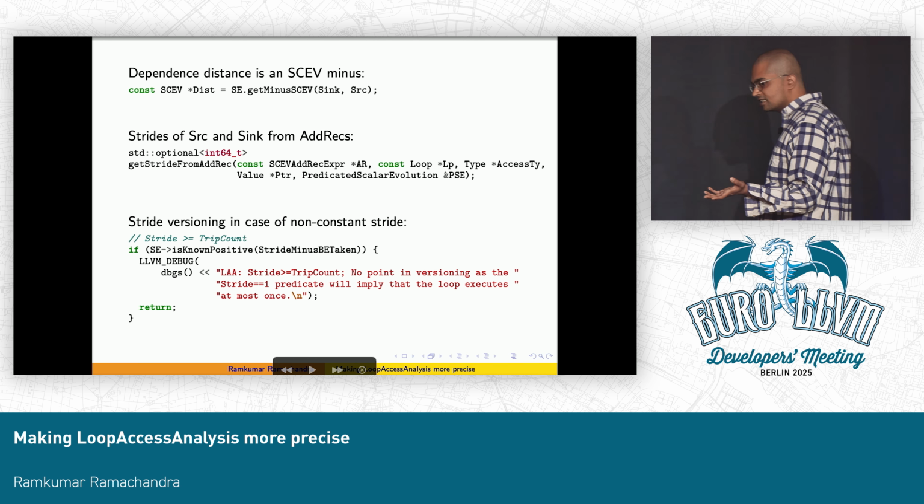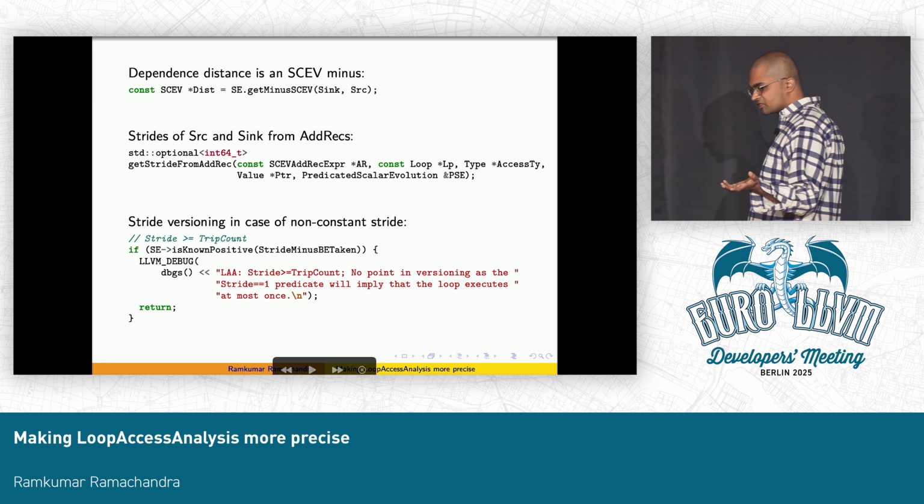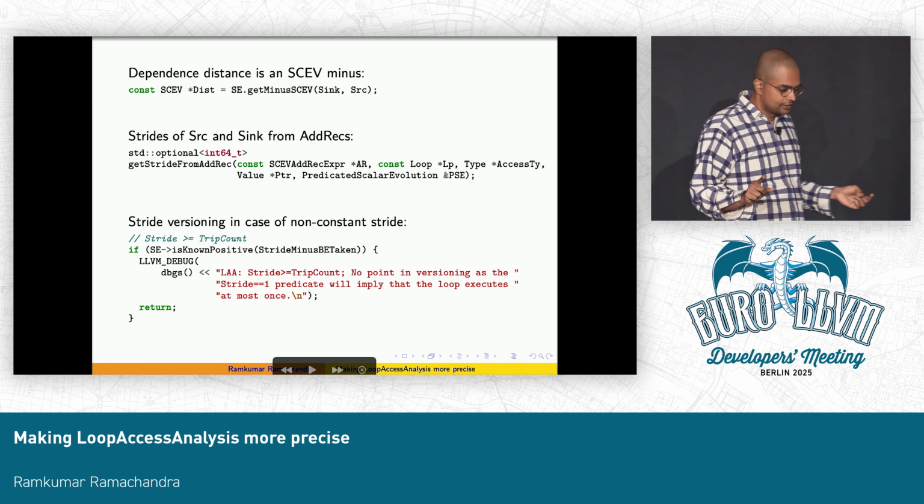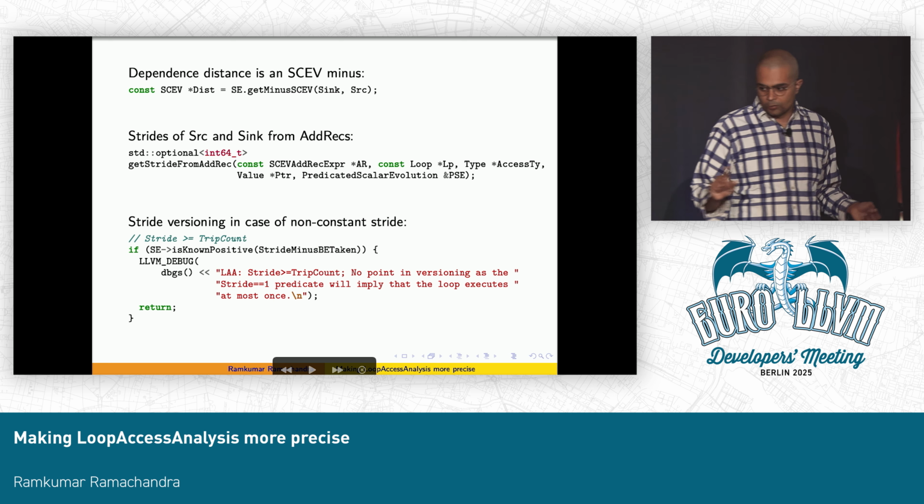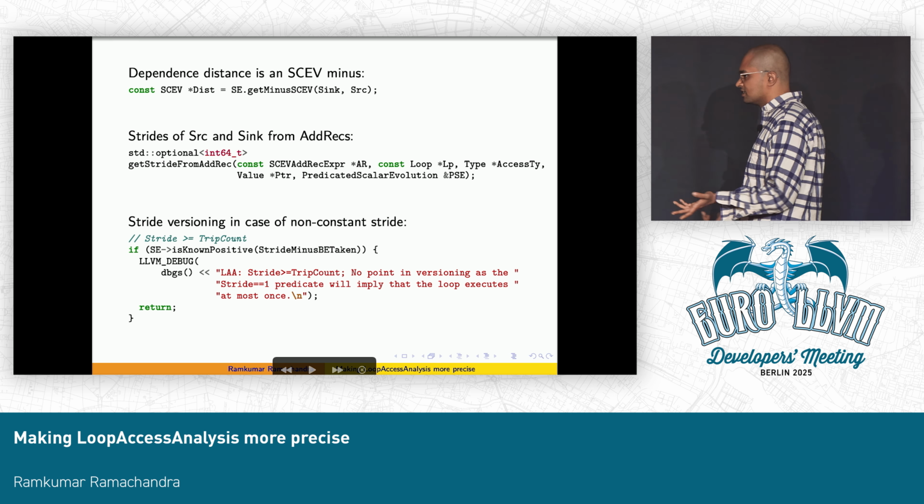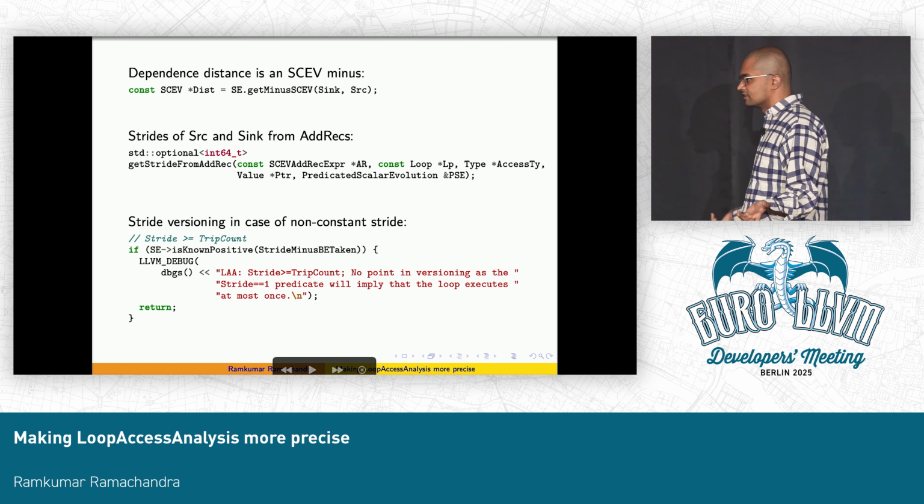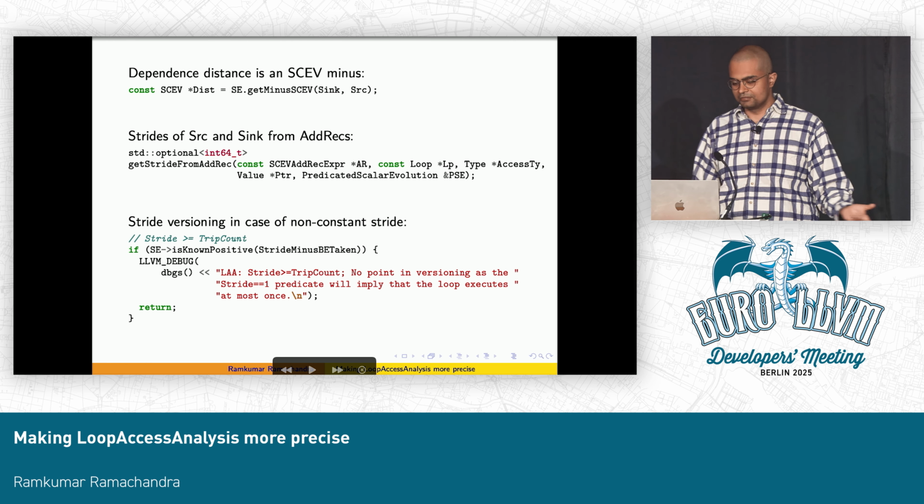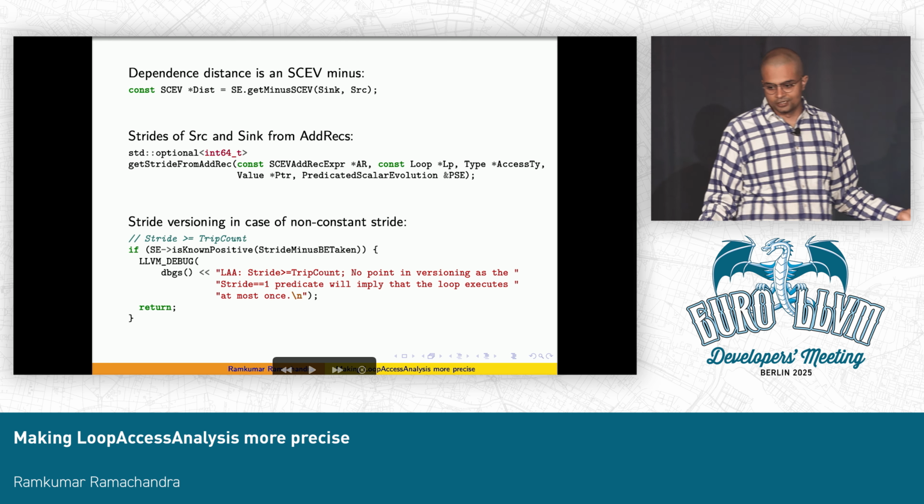The stride versioning is also there. In the case of a normal constant stride, which is what I talked about with loop versioning, it generates a version of the loop with stride equal to 1. And the strides are got from the adrec. It's as simple as that. It just says, get step. That's it. So SCEV, get step. And if you don't get the step, then sorry, I just don't know the stride.